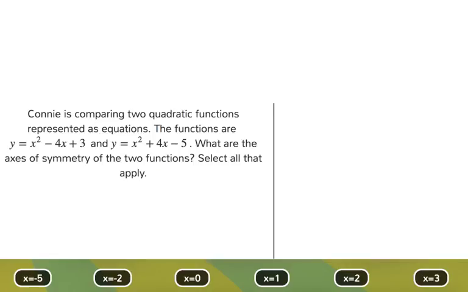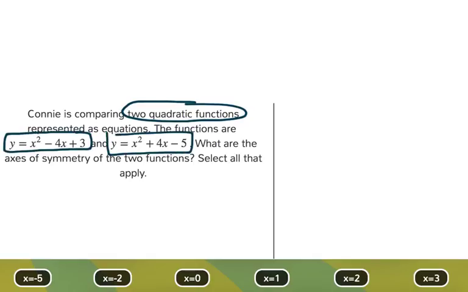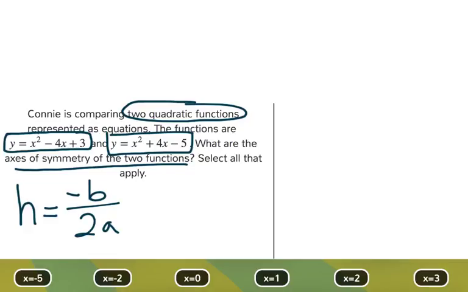Alright, in this problem we are comparing two quadratic functions that are represented as equations. So here are my two functions. We want to find the axes of symmetry of these two functions. Now remember, the easiest way to do that is just use the formula, h equals negative b divided by 2a, which is going to give you the h value of your quadratic function.